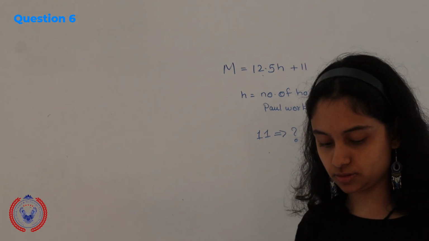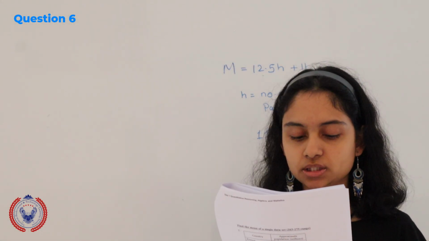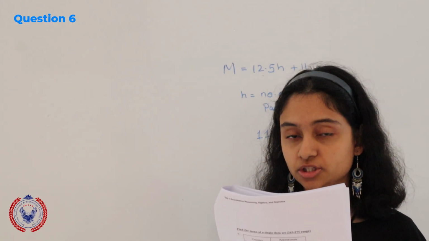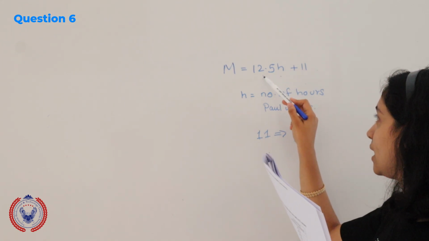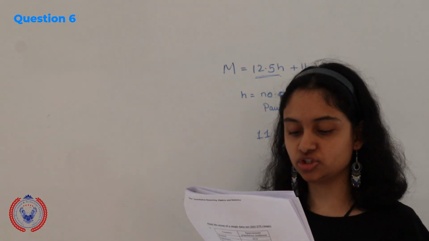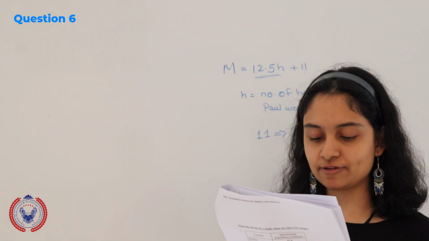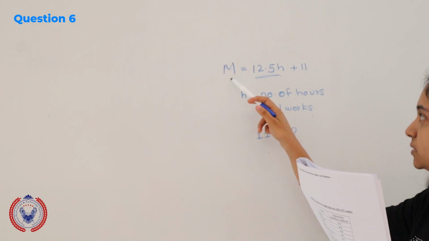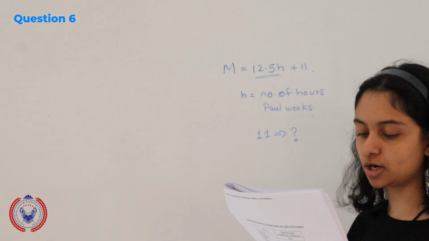Let's look at the options. Option A, the amount of money in dollars Paul earns each hour. Well, I don't think that is right because in 12.5h, the amount he earns per hour is 12.5, and that is not 11. So option A is not a choice. B, the total amount of money in dollars Paul earns after working for 8 hours. Well, that is not mentioned in the equation because the equation says M equals 12.5h plus 11. Hence, B is not an option.